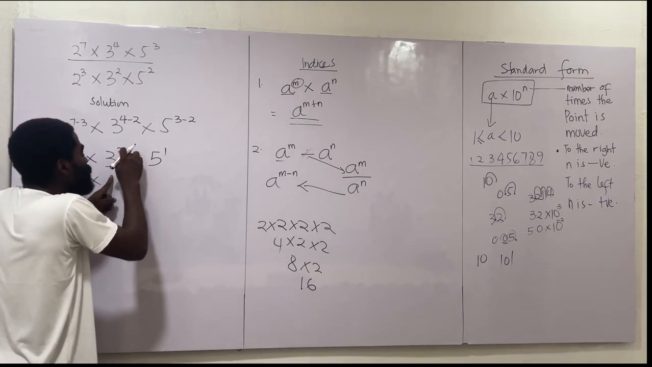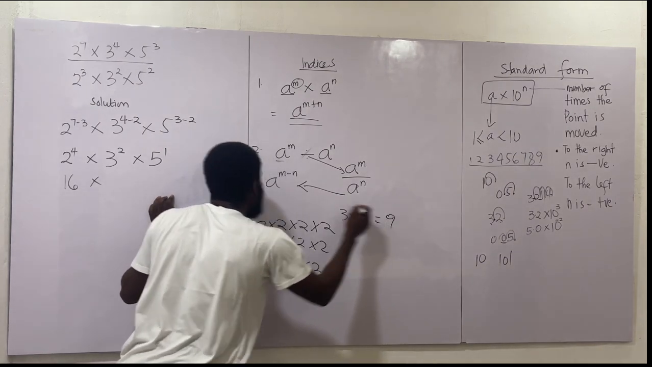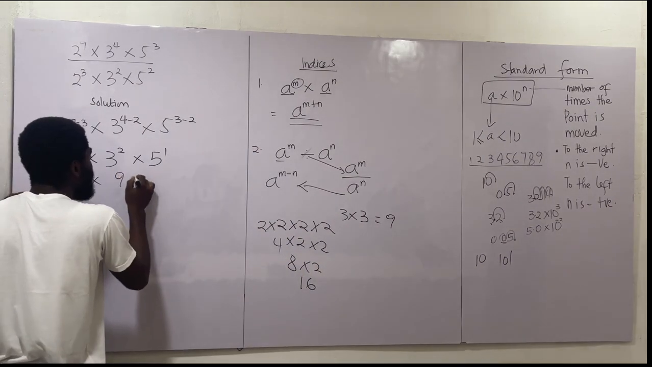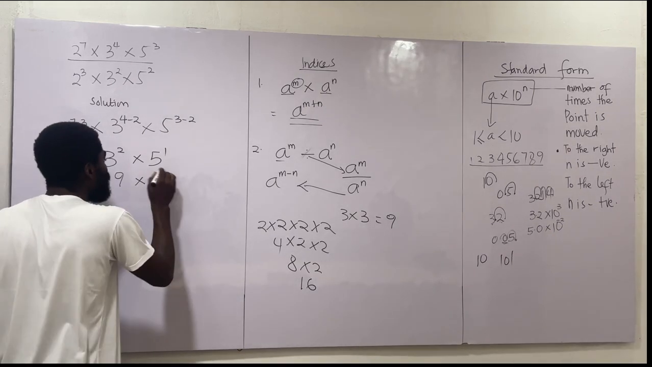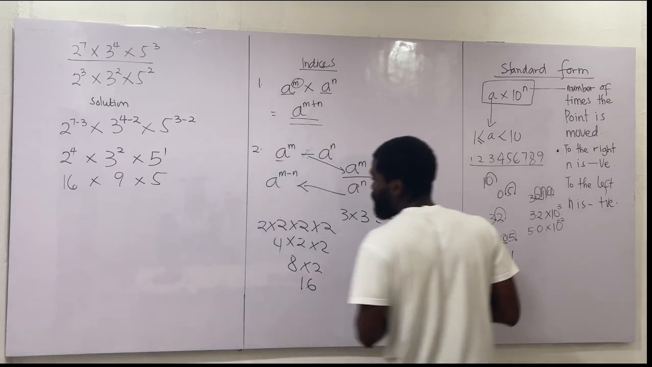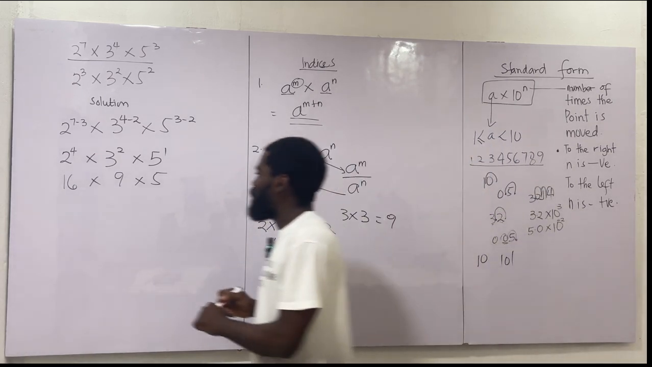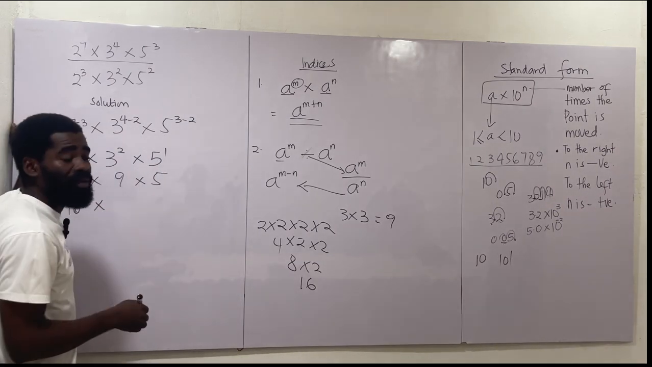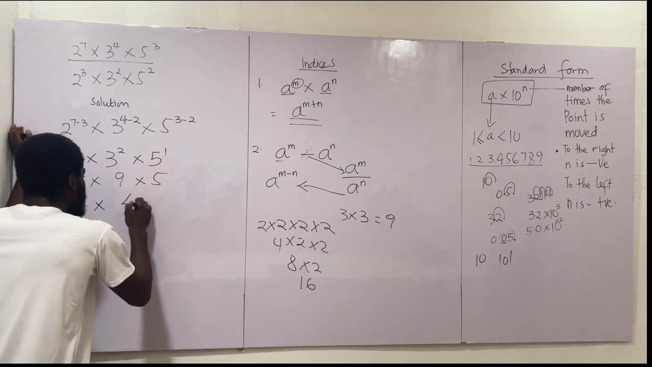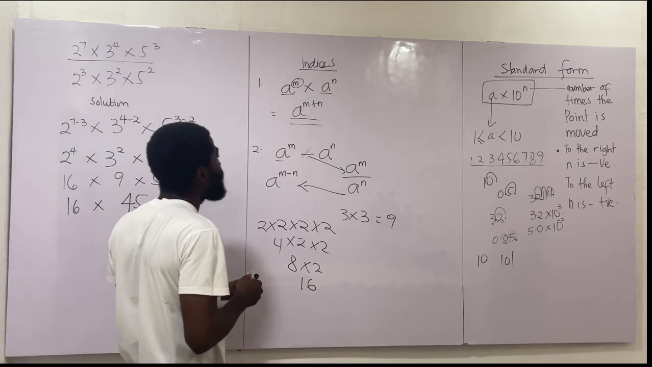So now I have 16 here times 3 squared. 3 squared is not 6, it is not 3 times 2. It is 3 times 3, and that gives me 9. Any number to the power 1 is the same number, so I have 5. Now we have to multiply this. I'll have 16 times, what is 9 times 5? 45. So I have 45.